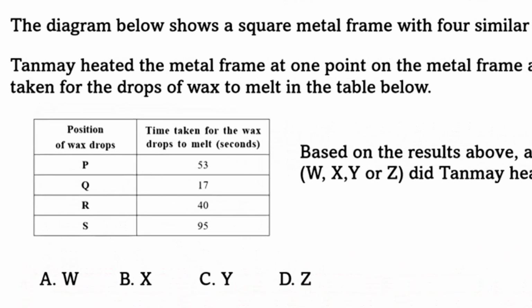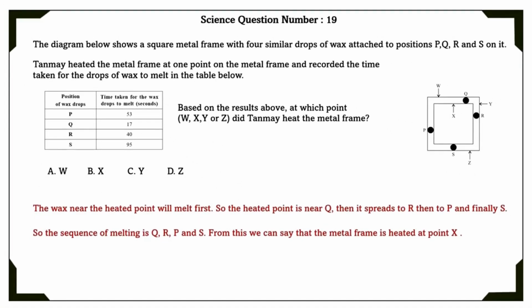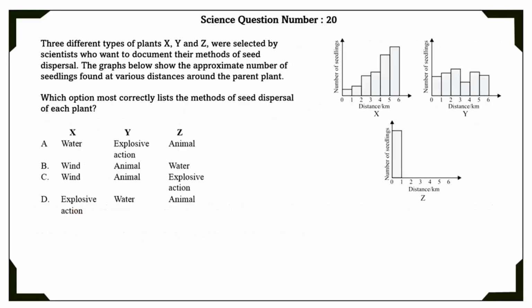The wax near the heated point will melt first. So the heated point is near Q. Then it spreads to R, then to P and finally to S. So the sequence of the melting is Q, R, P and S. From this we can say that the metal frame is heated at point X. Therefore, the correct option is the B option.